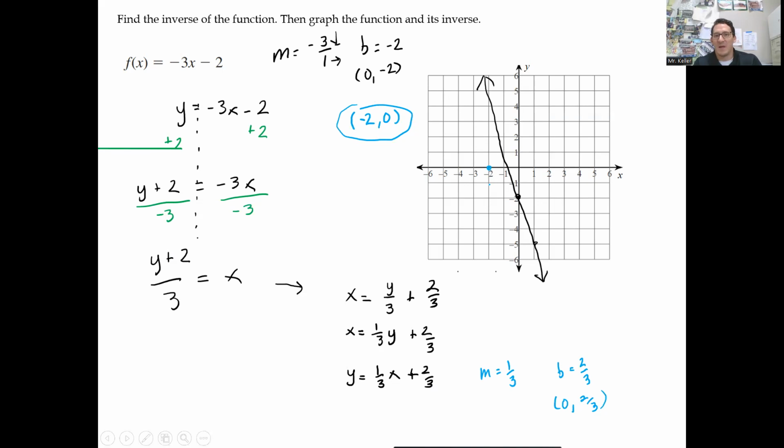Oh, okay, we got a point. And now I have the slope here. So I'm going to go up 1, to the right 3 from that other starting point. So again, I did the inverse of the other starting point. Now I'm using the slope. So up 1, right 1, 2, 3.